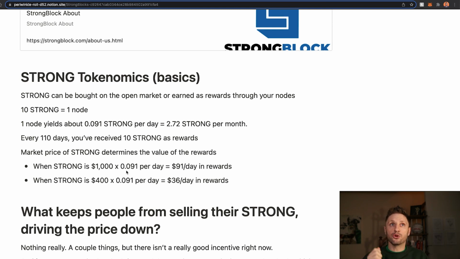Now this part's really key. When you buy that 1 node, that is a sunk cost. You can't get that back. Unlike other protocols where you can unstake your investment, this is kind of a permanent thing. You give them your 10 Strong and that's it. So if you decide to cash out early for some reason, you might not recover your full investment.